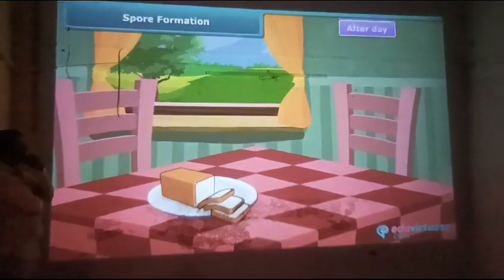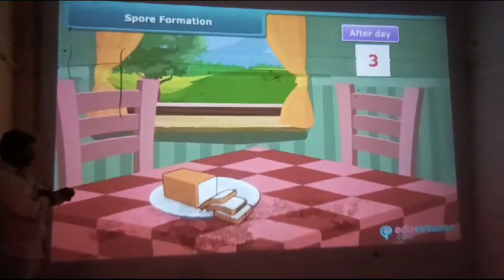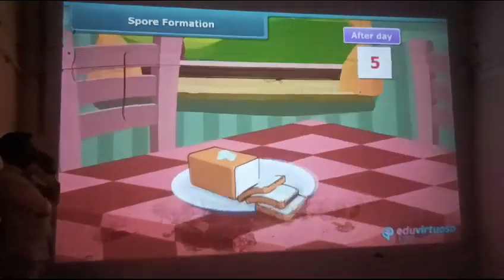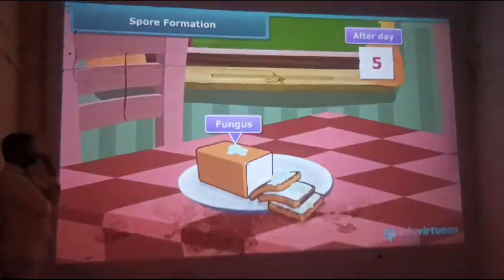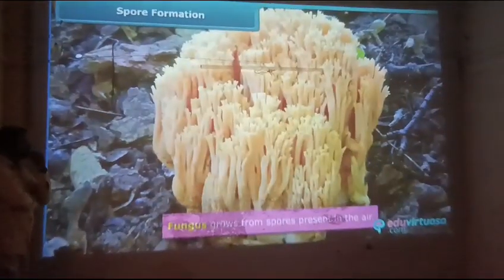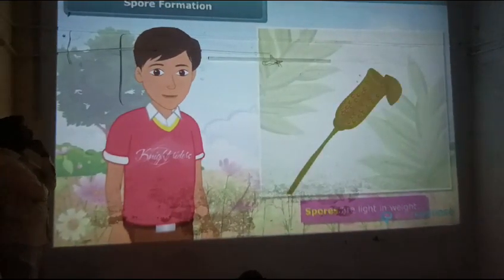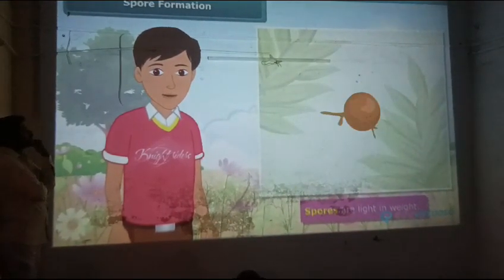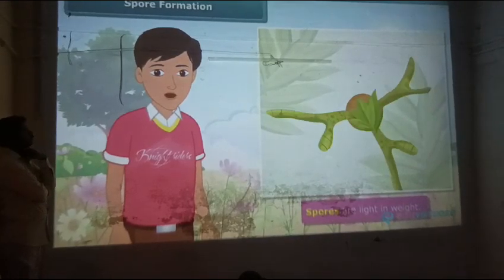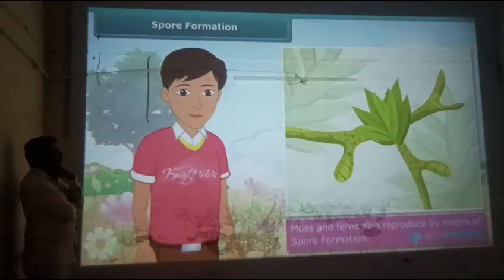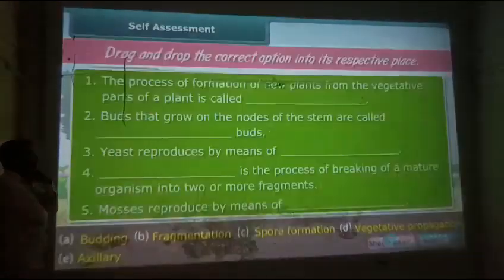Spore formation. What happens if we keep a piece of bread in warm conditions for a few days? Yes, we will notice blue-green fungus grow on it. Fungus grows from spores present in the air. The spores are light in weight, so they keep floating in the air. Under suitable conditions, they germinate and develop into new individuals. Plants such as moss and ferns also reproduce by means of spore formation.